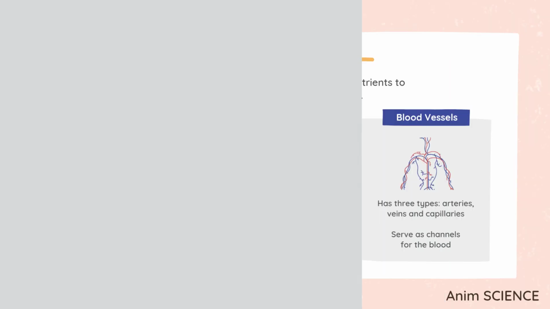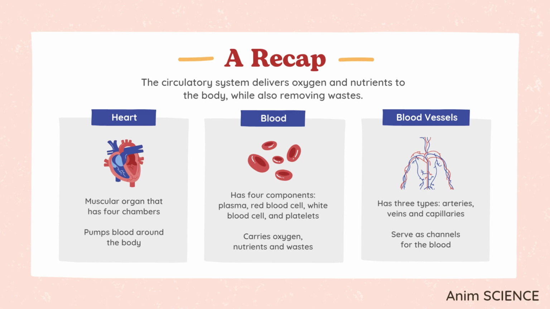Let's quickly recap what we have learned about the circulatory system. The circulatory system helps in delivering oxygen and nutrients to the body and removing waste materials. The heart is a muscular organ that has 4 chambers and pumps blood throughout the body. Blood has 4 components: plasma, red blood cells, white blood cells, and platelets. It carries oxygen, nutrients, and wastes. Blood vessels include arteries, veins, and capillaries. They act as channels that carry blood all over the body. All these parts work together to keep us alive and healthy.